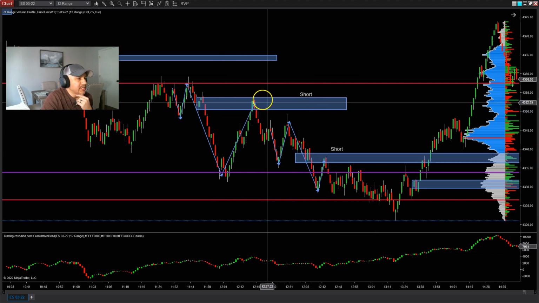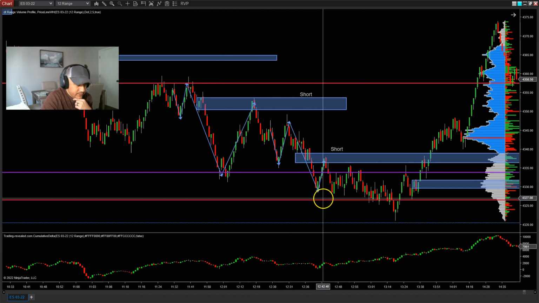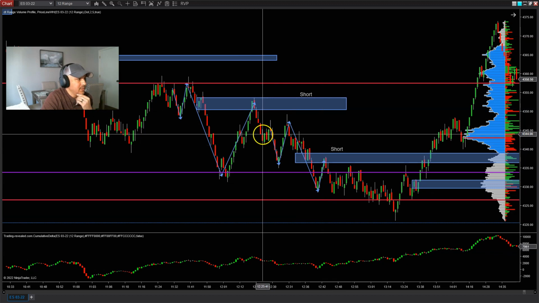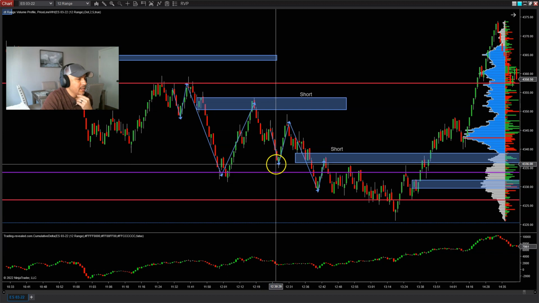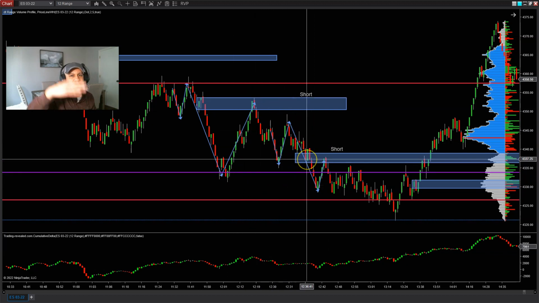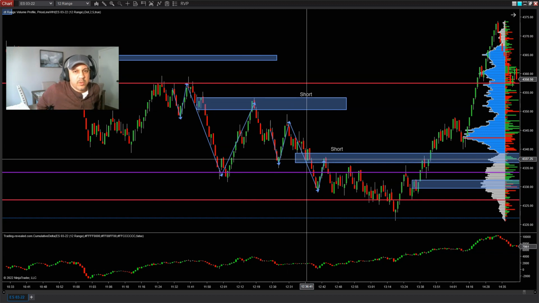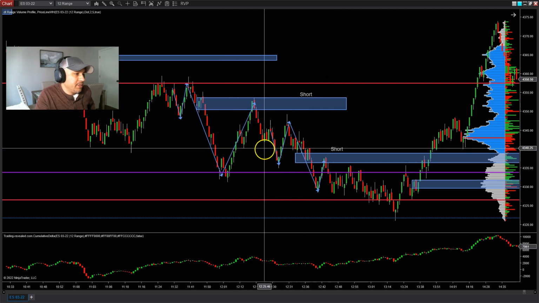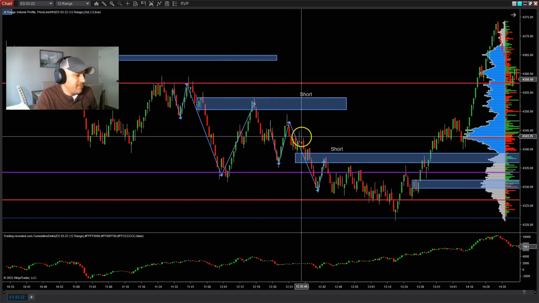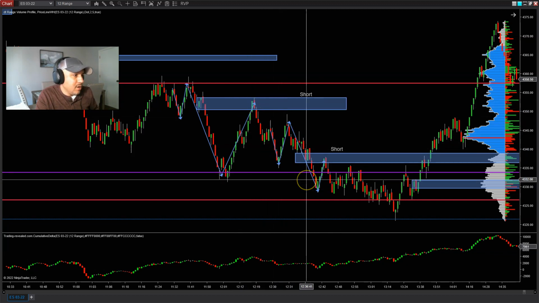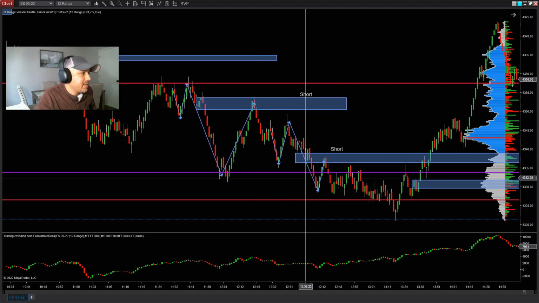Within this swing to the downside, we have smaller swings. Within a larger swing, sometimes you have micro swings or mini swings. This here is the larger swing, but within it I have swings to the upside as well as swings to the downside, here on the way back down. So I understand that as well.